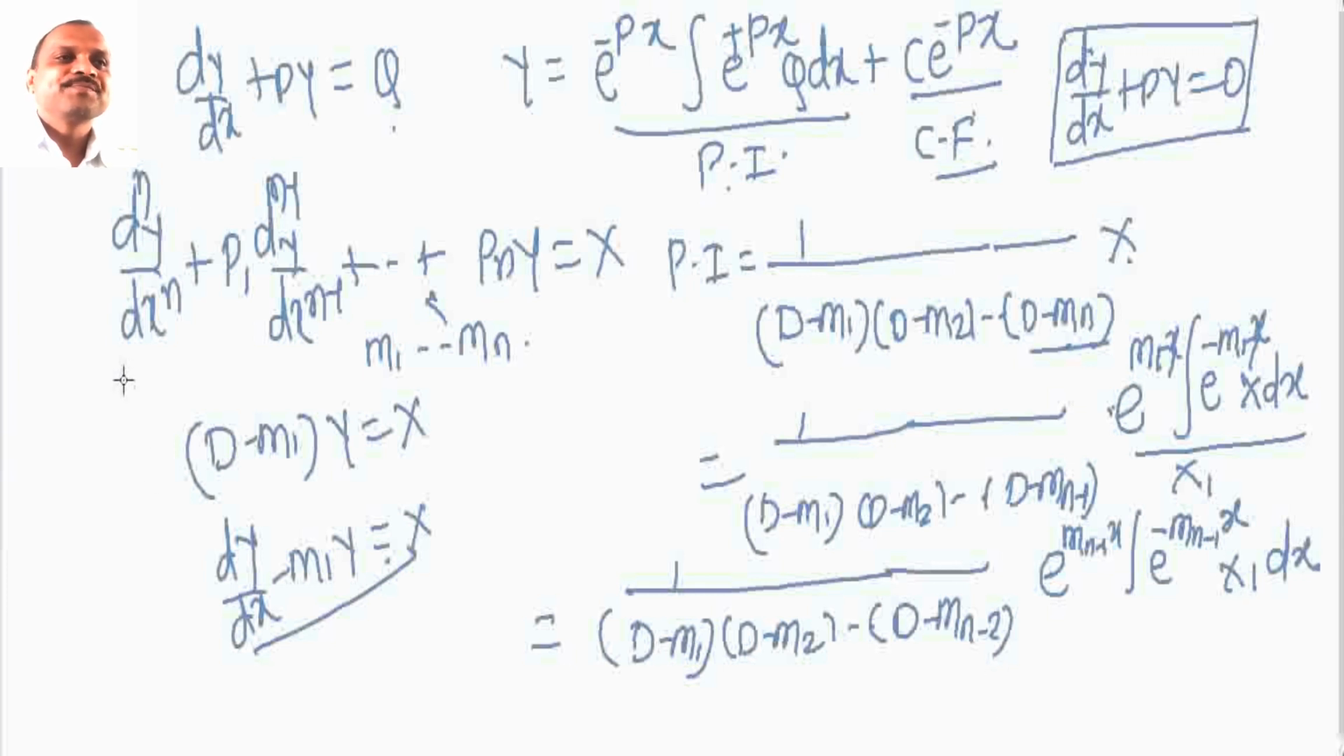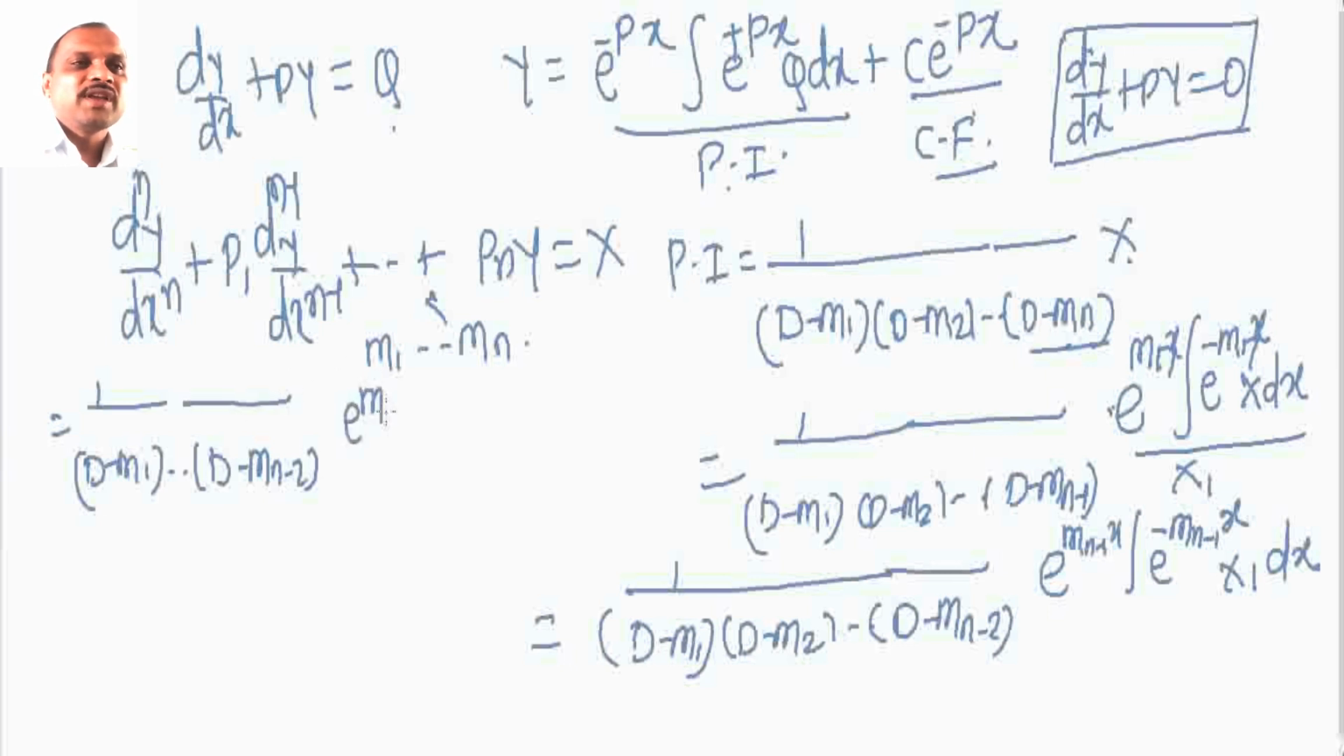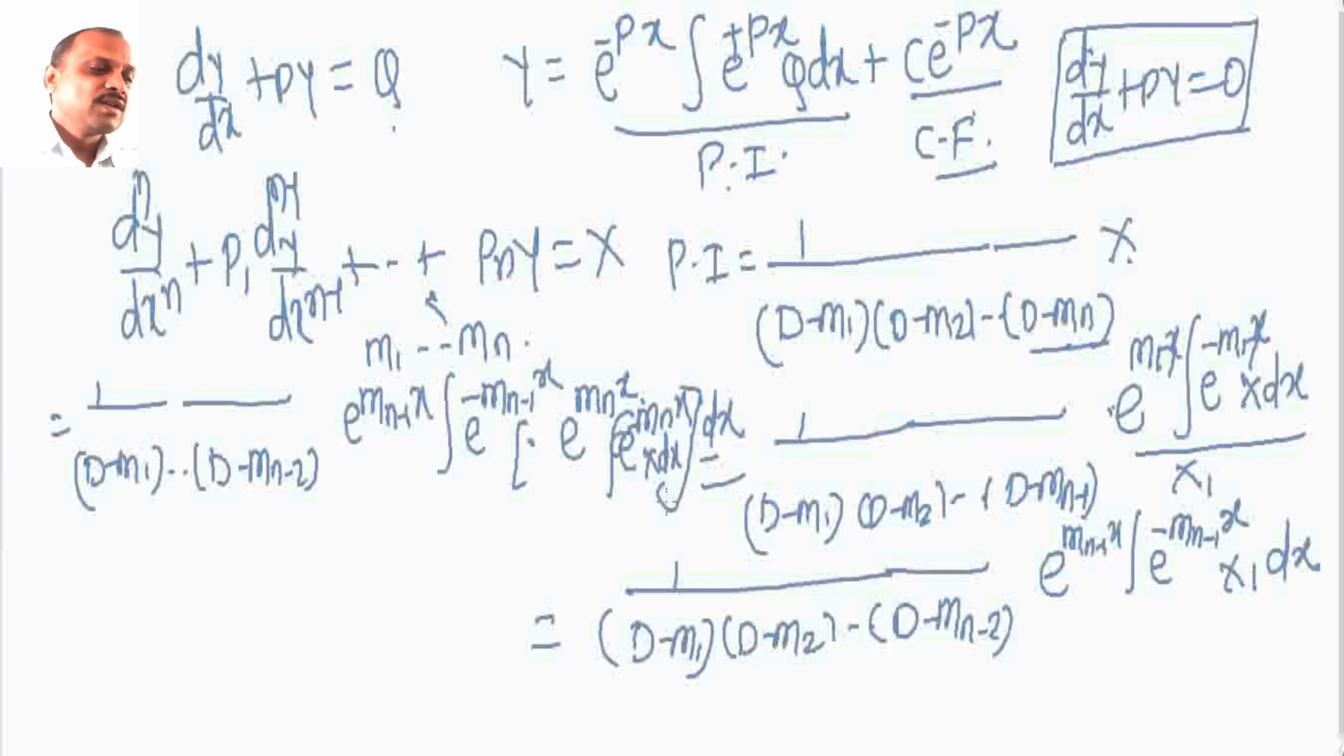Now let us write the value of this term x1, so that you can see this particular integral will be equal to 1 divided by (D minus m1) ... (D minus mn minus 2) into e raised to mn minus 1 x, into integration of e raised to minus mn minus 1 x into x1, where x1 is e raised to mn x into integration of e raised to minus mn x into x into dx, the whole under dx.